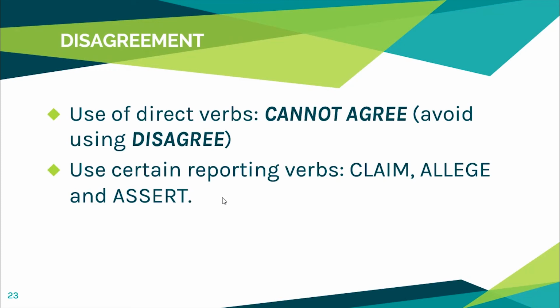So how about disagreement? Basically we have the same. First of all, we have the use of direct verbs like I cannot agree. Please avoid using disagree, because disagree is a very negative verb and it's not usually used in the context of writing, because it will show that you are trying to criticize the author, which is not a good thing to do. Then you could use certain reporting verbs like claim and assert.